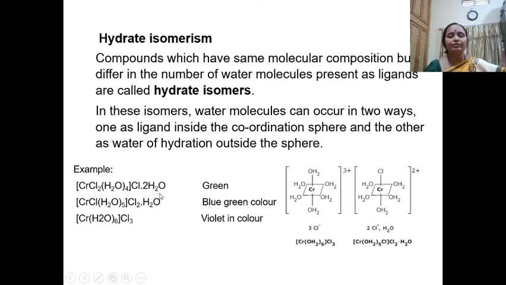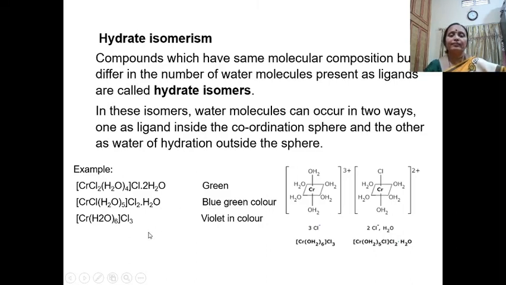For example, consider these three complexes. All three have the same composition, but in this case, we observe 4 water molecules attached to chromium as ligands and 2 water molecules as water of crystallization or hydration. That is, there are totally 6 water molecules, 4 attached to chromium as ligands and 2 as hydrate. Again, in this complex, which is blue-green in color, 5 water molecules are attached to chromium and only 1 is present as a hydrated molecule.